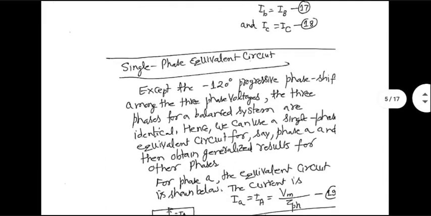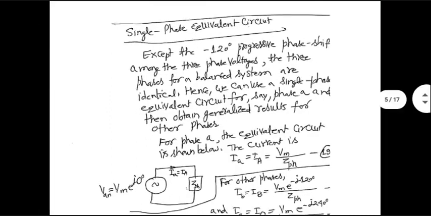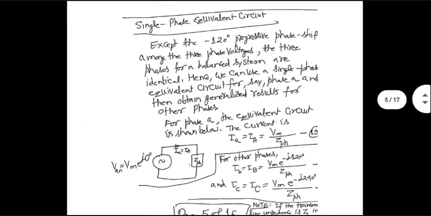Now, this is where I think I stopped last time. For the balanced case, it is possible to do per-phase analysis. That means you draw the equivalent circuit for one phase at a time. In fact, if you do the analysis for one phase completely, other results can be easily obtained by shifting everything by 120 degrees. That's it. As long as the load has equal impedances in each of the branches. Of course, that means a balanced load.